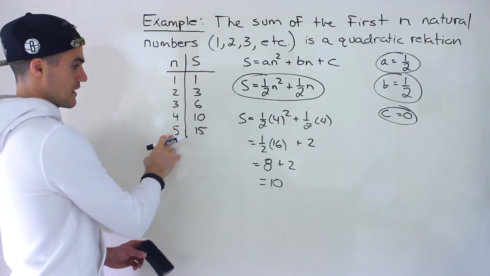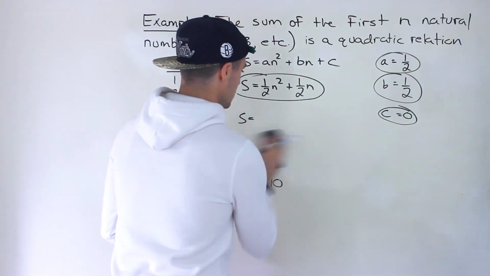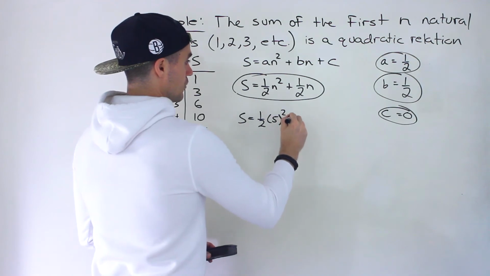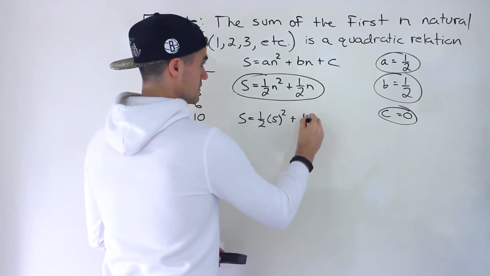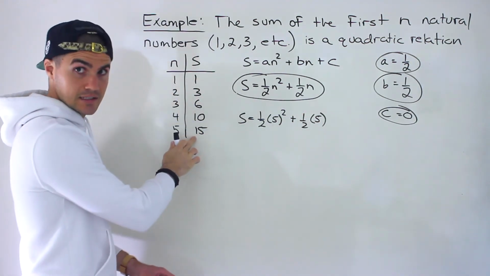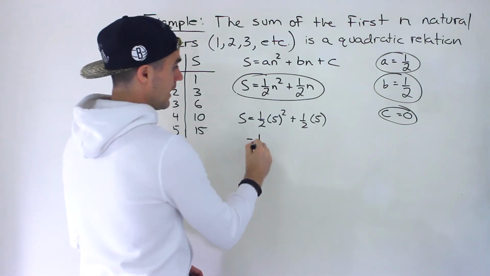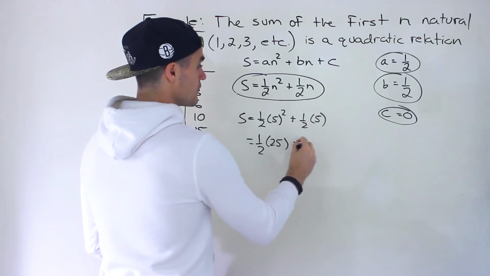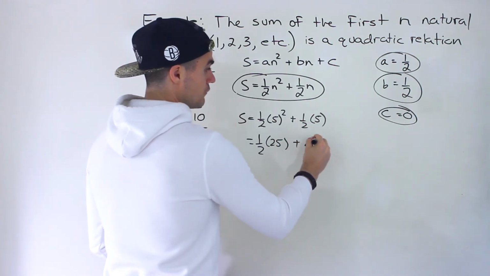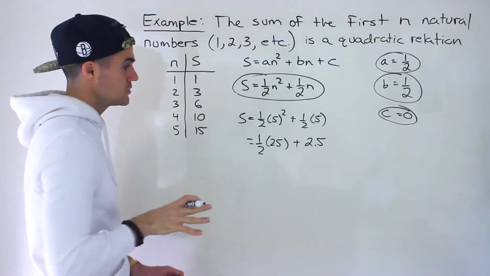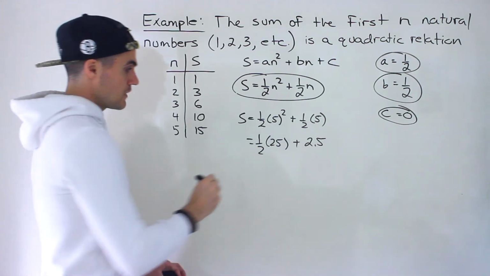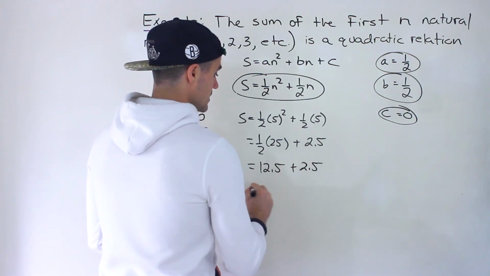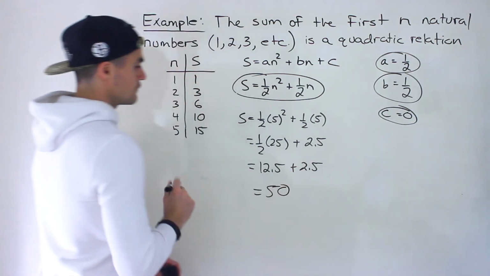What about if we test 5? Right? So if we do the same thing, but we plug in 5 for n, let's see if we do indeed get 15. So we would do 1/2. Now we've got to do the exponent first. That would be 25. What's 1/2 times 5? That would give us 2.5, right? Half of 5. Let's keep this in decimals. 1/2 times 25, 12.5, plus 2.5 does indeed give us 15.